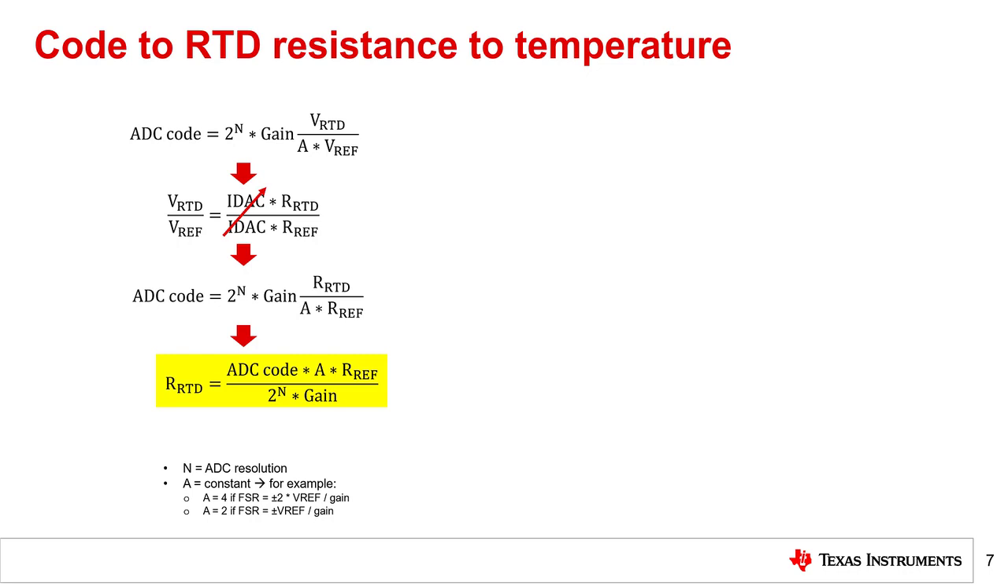A critical takeaway from this equation is that RRTD directly depends on the values of Rref and the gain. As mentioned previously, ensure that Rref is a high accuracy low drift resistor while also minimizing the system gain error. Taking these steps will help maintain overall system accuracy, which is discussed in more detail in a subsequent Precision Labs module.